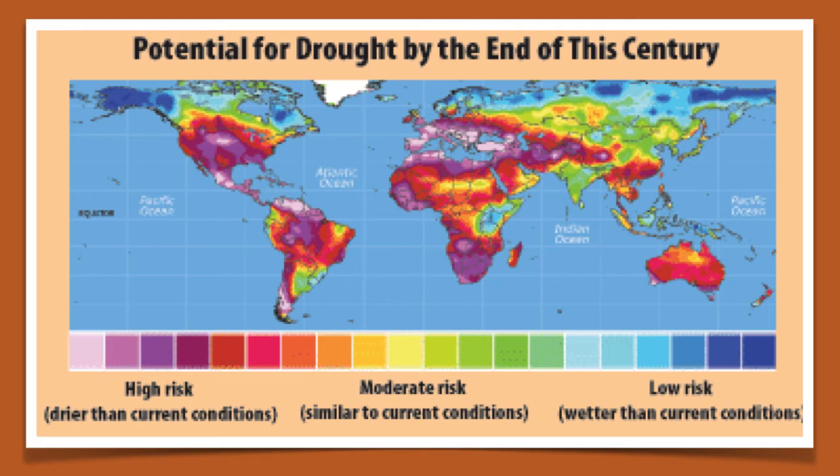There is a potential for droughts at the end of the century, based on studies and simulations. You can see the high risk areas, which are most reddish in color, and they are spreading all over the world. India comes mostly in moderate risk. You can see these green colors.